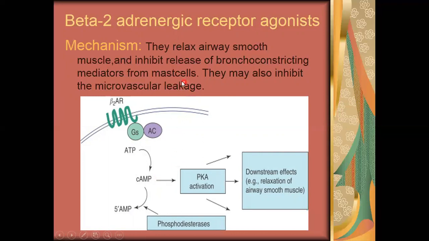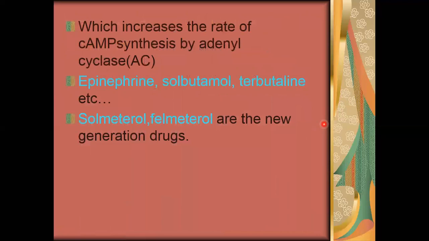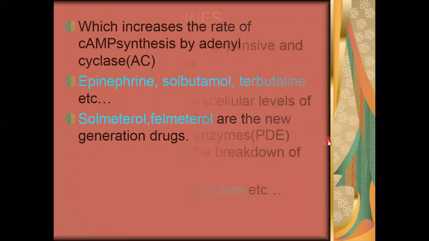Along with this, they can also inhibit the release of bronchoconstricting mediators from the mast cell, and they can also inhibit microvascular leakage. So in these ways, they can act as bronchodilators and also anti-asthmatic drugs. The main examples of this category are epinephrine, salbutamol, terbutaline, etc. And salmeterol and formoterol are the newer generation of drugs in this category.